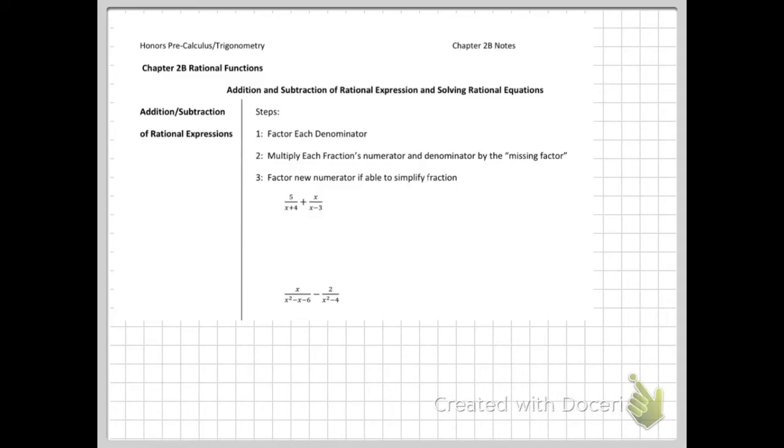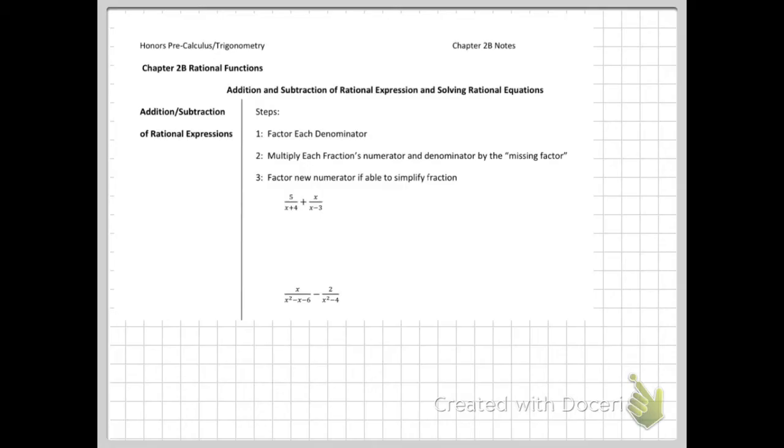Then you're going to multiply each fraction's numerator and denominator by the missing factor. So you're basically just multiplying by 1. And then you'll add or subtract the tops like you're supposed to. And then factor and see if anything simplifies. So let's just jump right in.